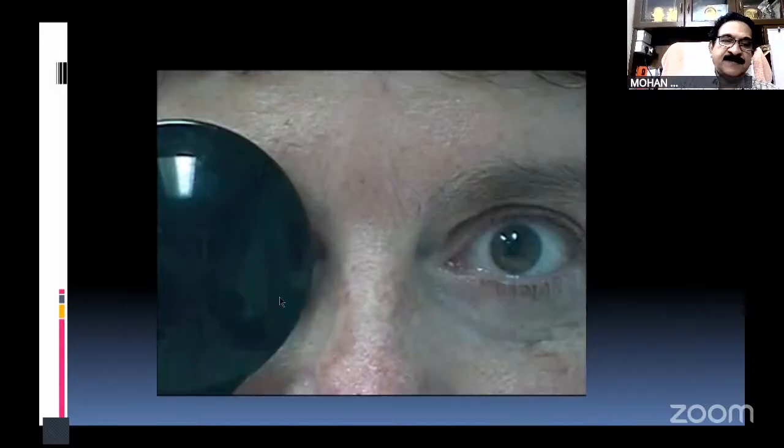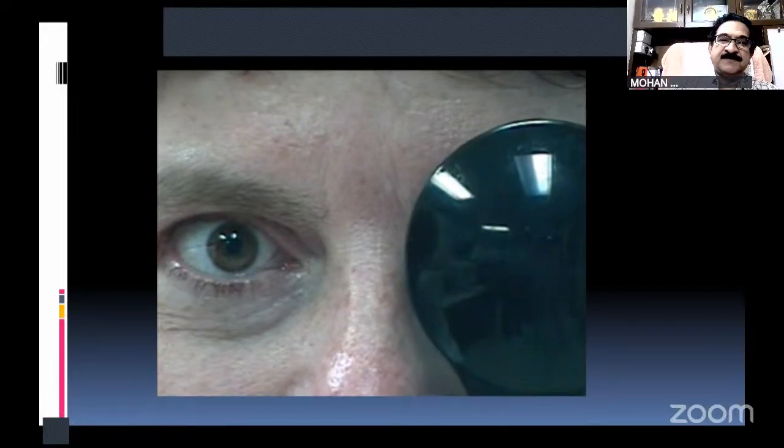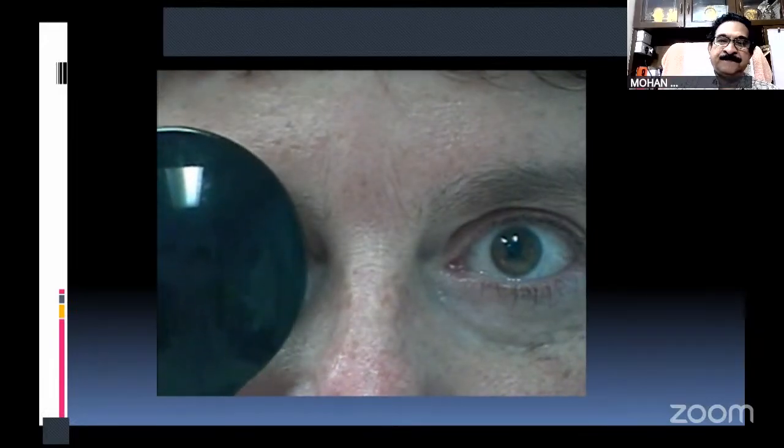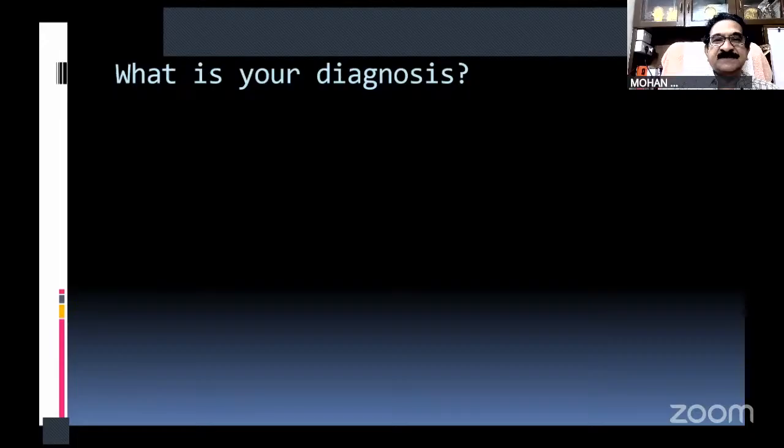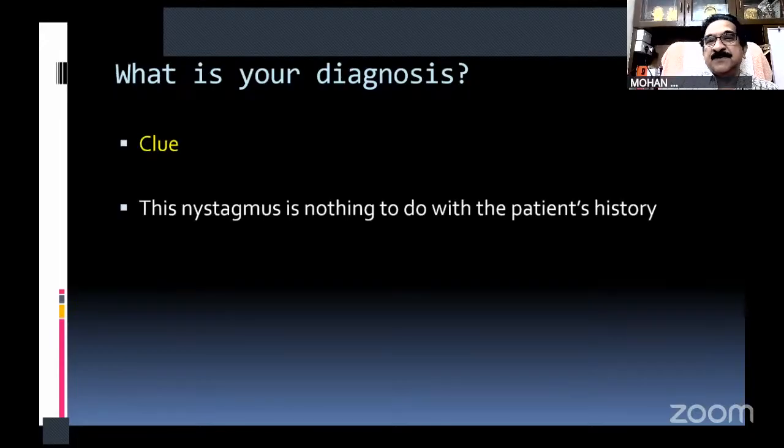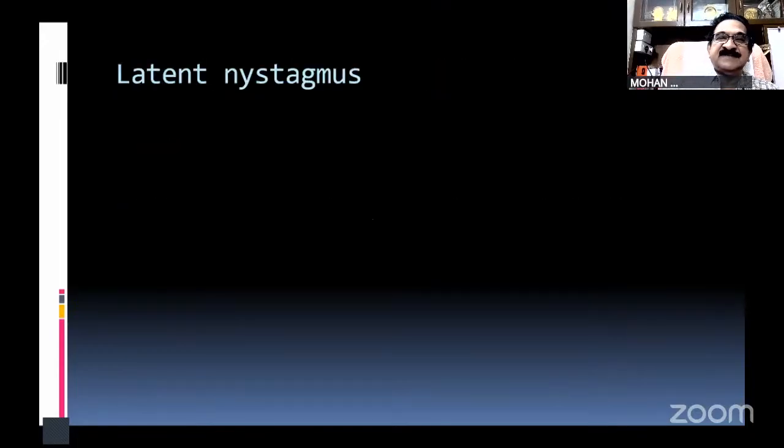This is another one from the literature. This is not my patient. It can sometimes occur on both sides. So this is nothing to do with the patient's history. This is latent nystagmus.